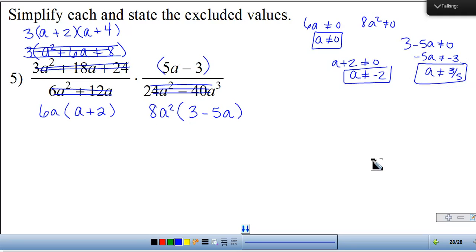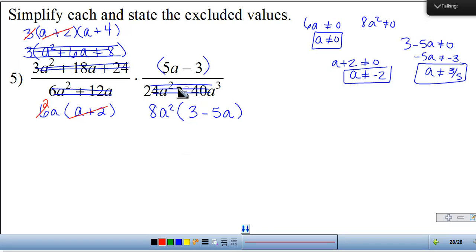After you've done your excluded values, let's look for things that can cancel. Remember, when it comes to your binomials, your parentheses, it's all or nothing. So I can cancel a plus 2 with a plus 2. Monomials, I can cancel the individual parts. So this 3 can cancel with this 6, leaving 2. Looking very closely, it doesn't look like I have anything else to cancel, but I'm going to show you a trick.